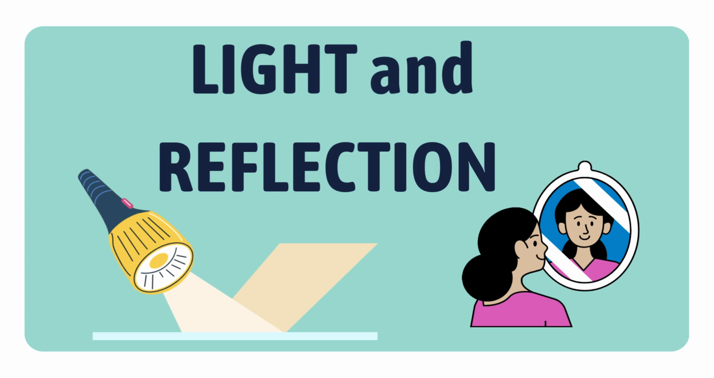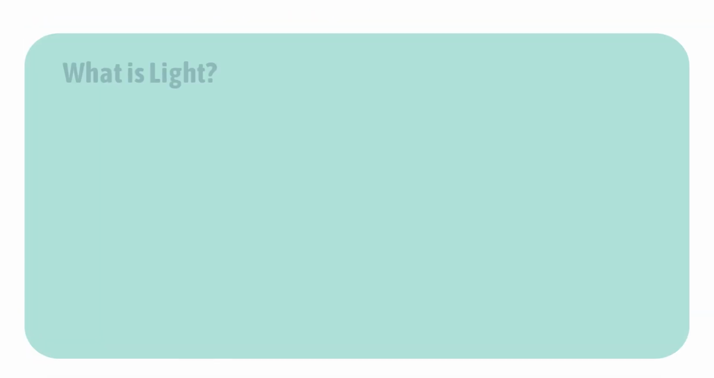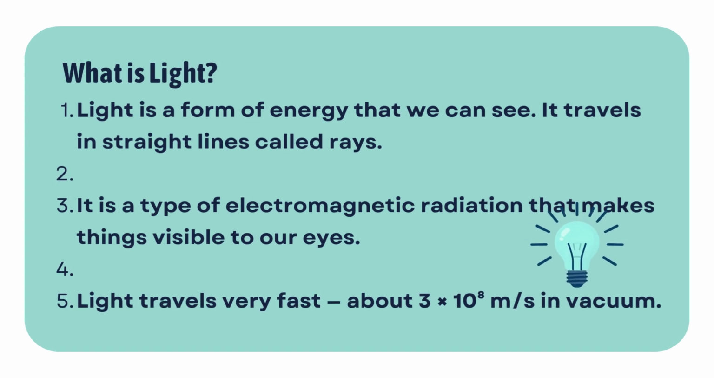Light is a form of energy that enables us to see objects around us. It travels in straight lines called light rays. Did you know light travels at an incredible speed of 3 × 10^8 meters per second in a vacuum? That's about 3 lakh kilometers every second. Now here's an interesting question. If light always travels in a straight line, then how does it return from a mirror and reach our eyes?